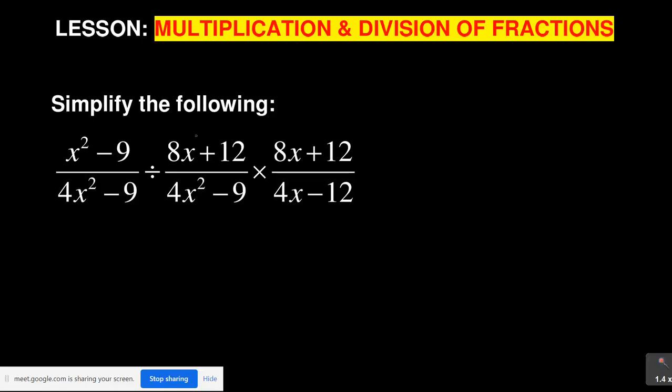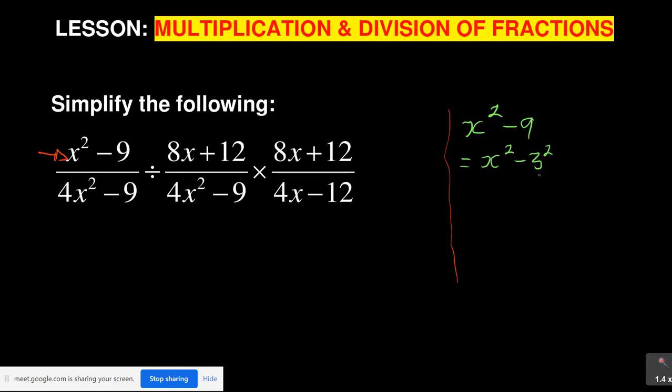It says simplify the following. This is one question from a previous paper, so you are required to simplify. Now you need to identify each and every item that you're given. For example, if we look at x squared minus 9, I can write it on the other side here: x squared minus 9 is back to the difference of two squares, which is x squared minus 3 squared.